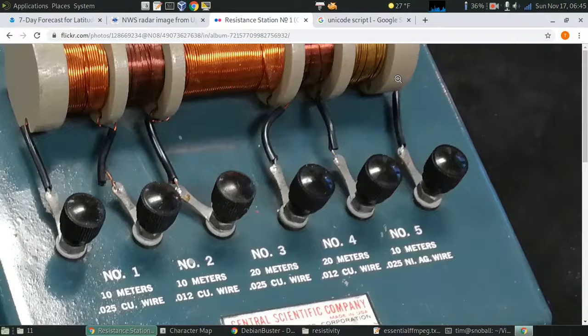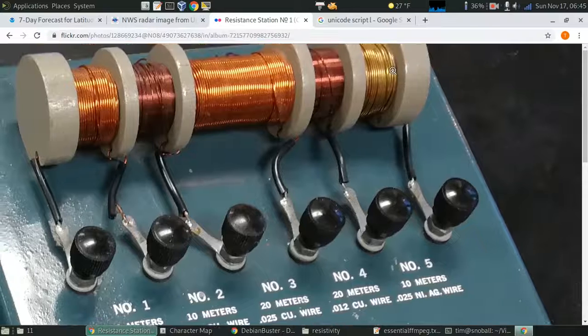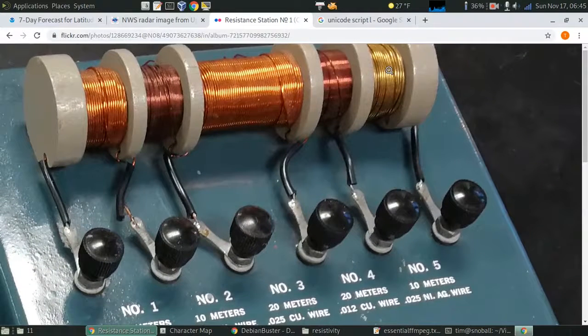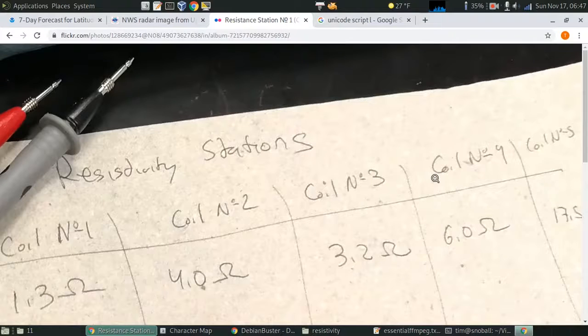So the last comparison to make is between the final wire, which is nickel silver, and the first wire, which is copper. And other than that, they have the same dimensions. Let's see what the resistances look like. So if we compare coil 1's resistance to coil 5's, we see that the nickel-silver wire coil 5 has much more resistance than the copper coil 1. So that suggests that what material you're made of has something to do with your resistance as well.